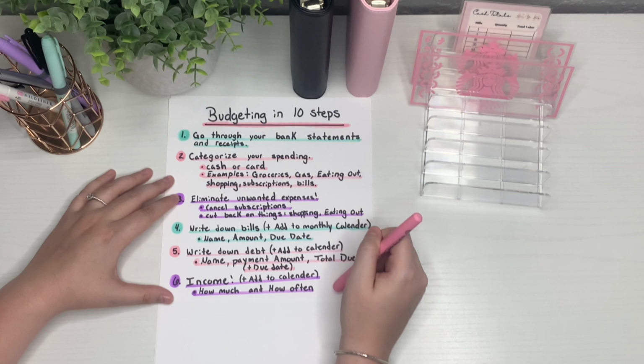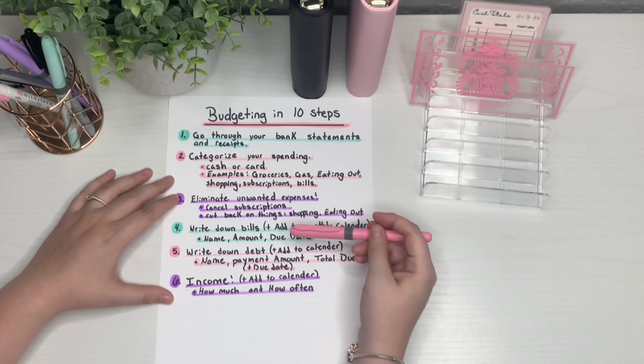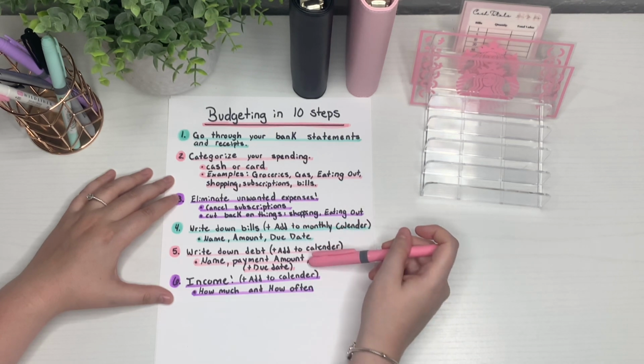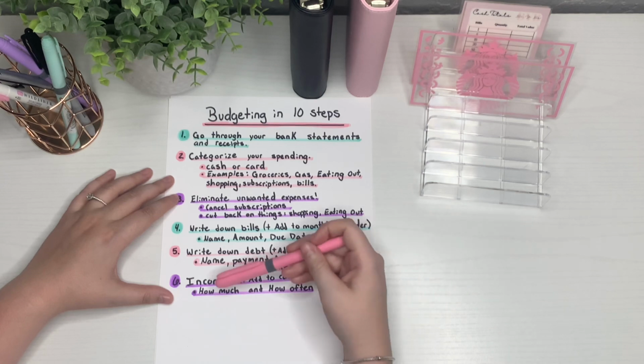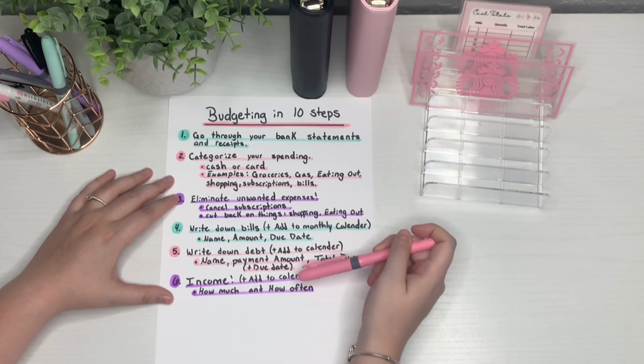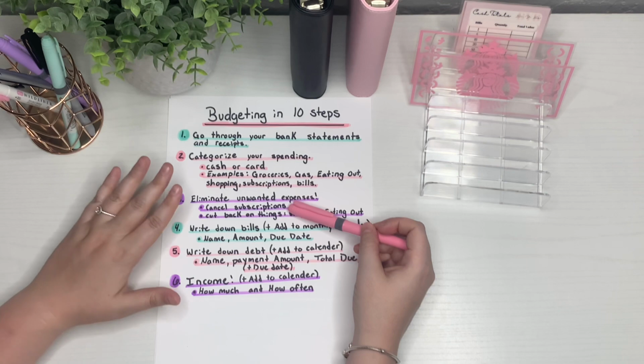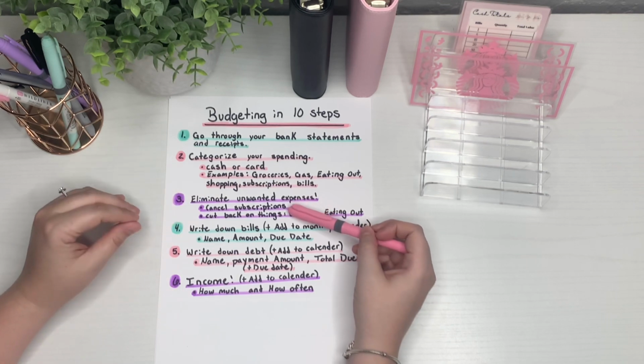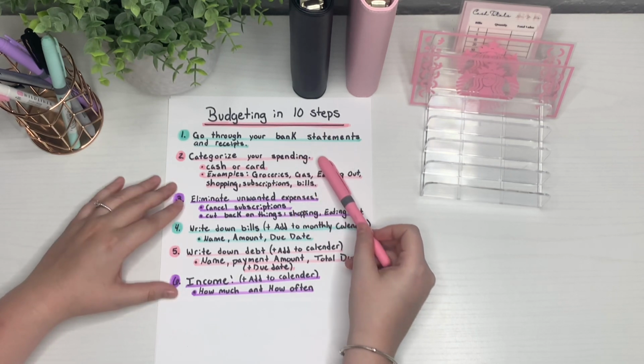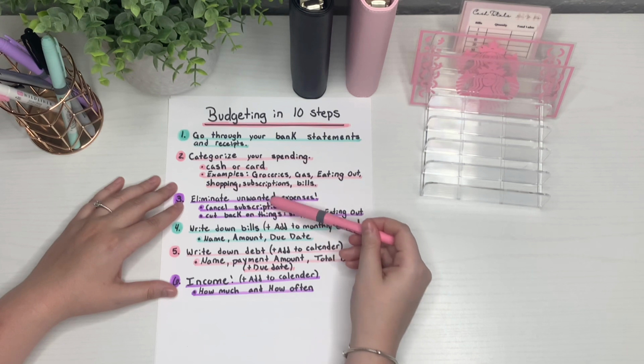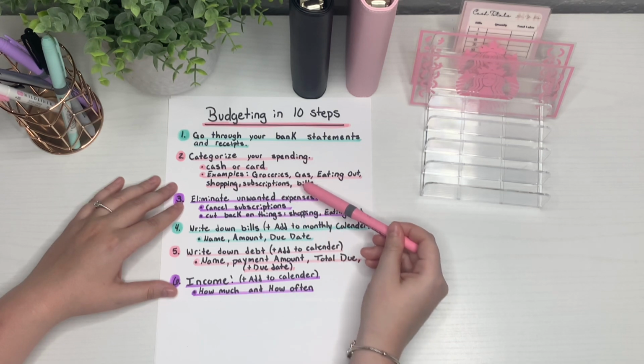You're gonna add that to your calendar. So you now have your bills, your debt, and your income. Now, if you have anything else going on in your life, I didn't list it here, but you can definitely add this in. Do your kids have sporting events? What is going on in your day-to-day life that could affect your budget?